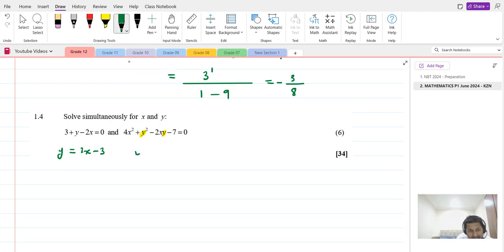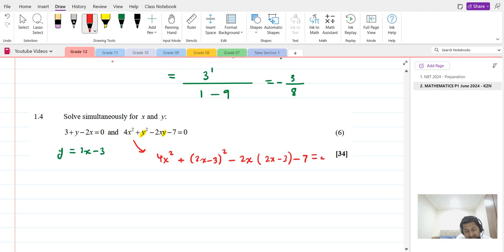So let's simplify this. We got 4x squared plus, what's y? y is 2x minus 3, minus 2xy. 2x, what's y? 2x minus 3, minus 7 is equal to 0. So now this will work out to be a quadratic. So let's solve. We got 4x squared plus, remember to square this, 4x squared. Square the minus 3, you get plus 9.